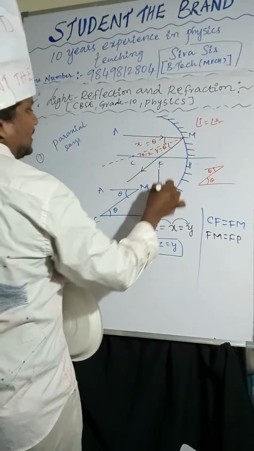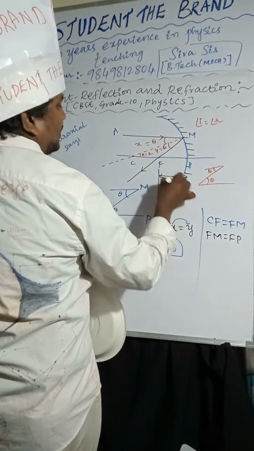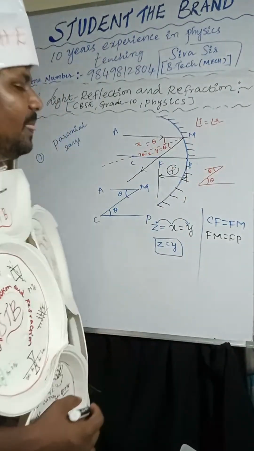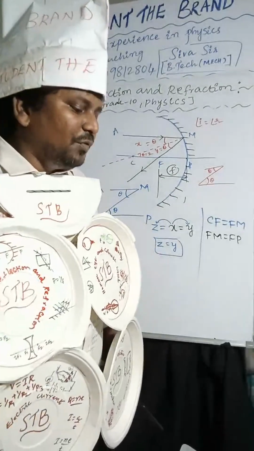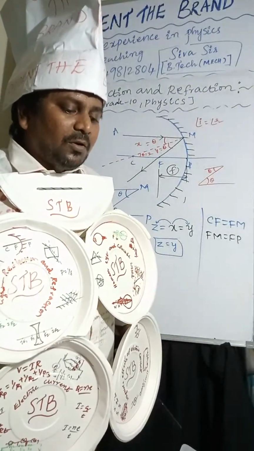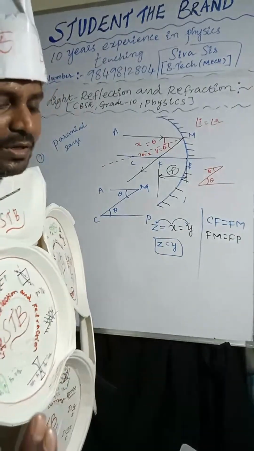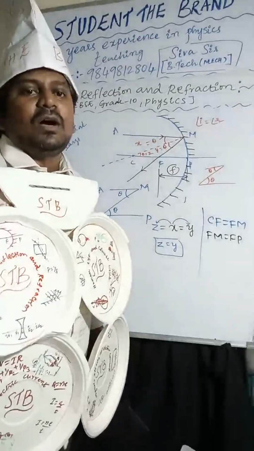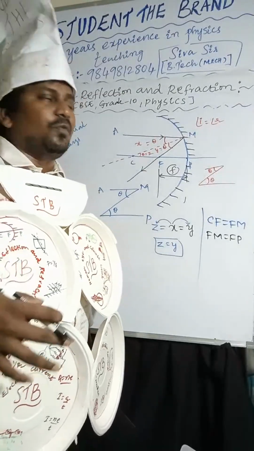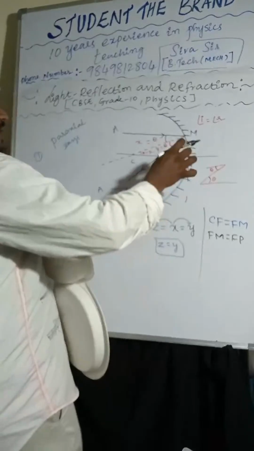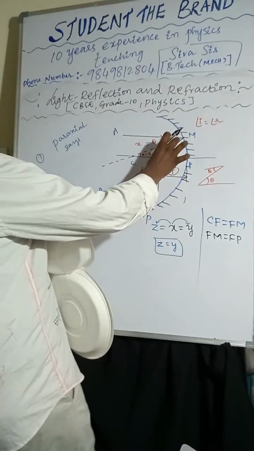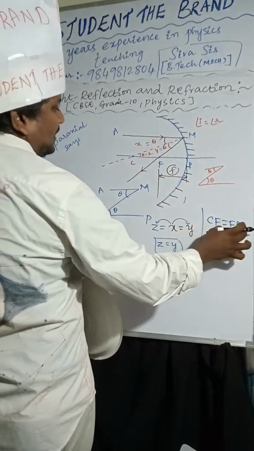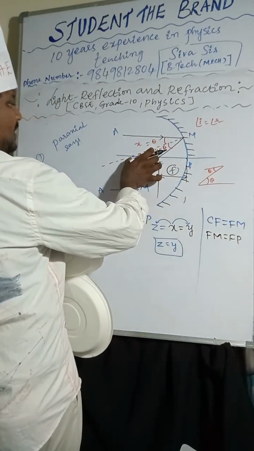We know the distance between focus and pole is called focal length. Already we know from the isosceles triangle that CF equals FM. This distance is F, so automatically this is also F.